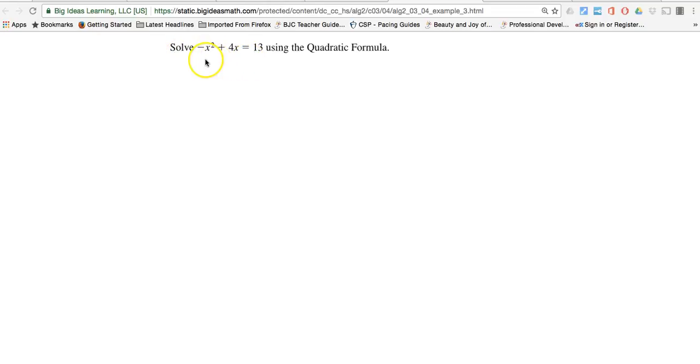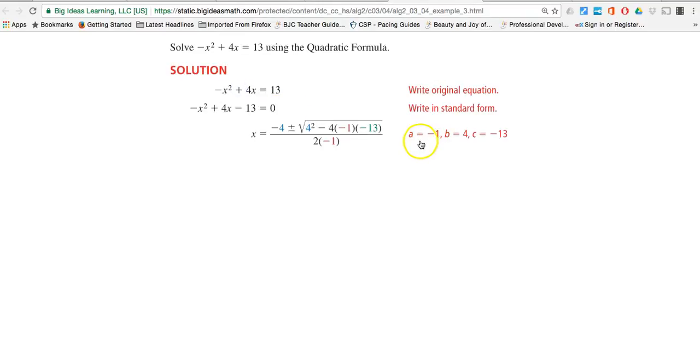So in order to do that, we need to get this 13 over on the other side. So the easiest way to do that is just subtract 13 from each side. And what that'll do is that'll leave you with 0 on the right hand side and negative x squared plus 4x minus 13 on this side. Now, one of the common questions I get is, is it okay to have a negative in front of x squared? That is completely fine. What that's going to do is just make your a value negative.